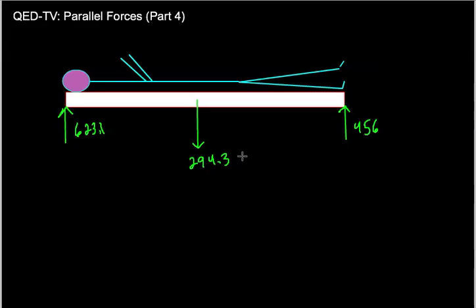Okay, this will be a fun problem. This is Parallel Forces Part 4. And we have a person lying on a table. And there are two forces on the ends, at the head and the feet, supporting it, 623.1 newtons up and 456 newtons up. And the weight of the table is 294.3, so we've put that right there in the center.